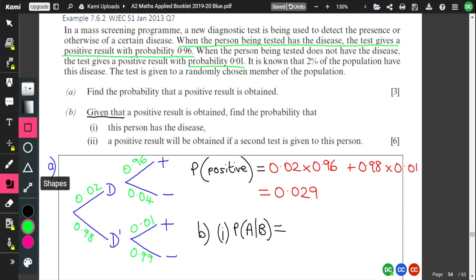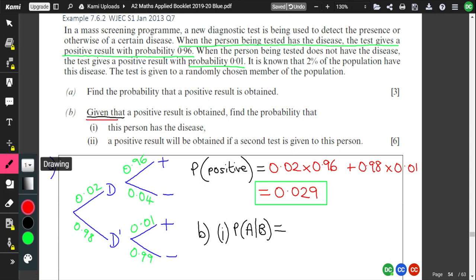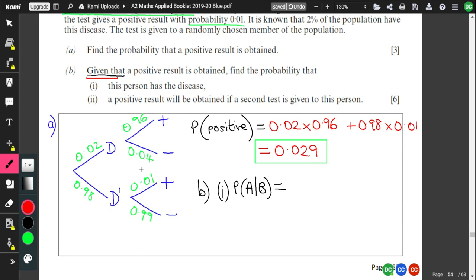In part B, we see the words given that. Given that a positive result is obtained, find the probability that this person has the disease. So this time we know the outcome of the test was definitely positive, but it's possible the person still didn't have the disease. So let's work out the probability of that happening.